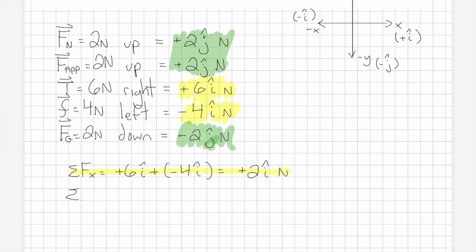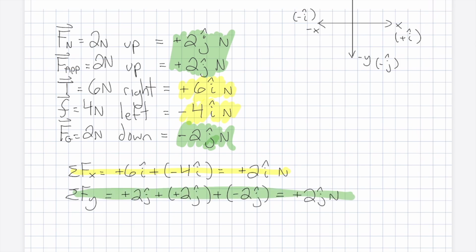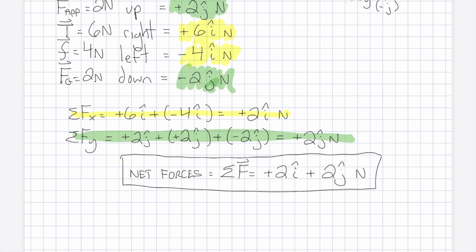Now I'm just going to repeat it for the y components. When I sum up all the Fy components, I get plus 2 j-hat plus 2 j-hat minus 2 j-hat, which adds up to a total of plus 2 j-hat newtons. We can now write it all on one line: the net force equals the sum of all the forces equals 2 i-hat plus 2 j-hat newtons. We just keep the i-hats separate from the j-hats when we write it all in one line.